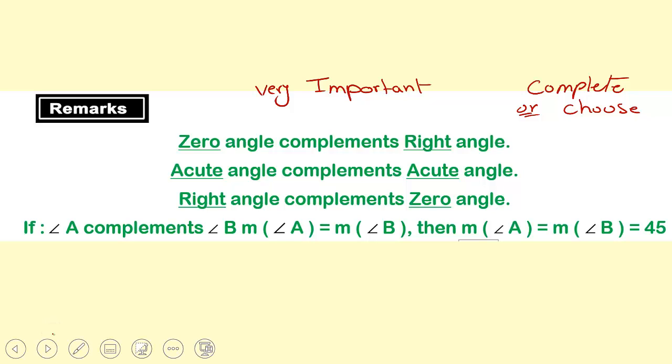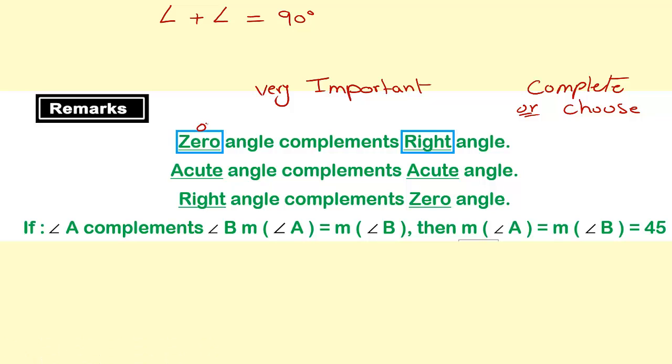We said that to say that two angles are complementary, if I add them together, they must sum up to 90 degrees, right? So if one of them is a zero angle, the other one should be a right angle. Zero degrees plus 90 degrees gives the sum of 90 degrees. So a zero angle complements a right angle.